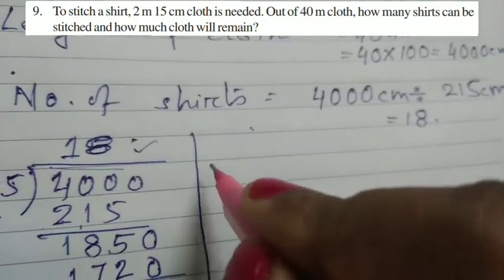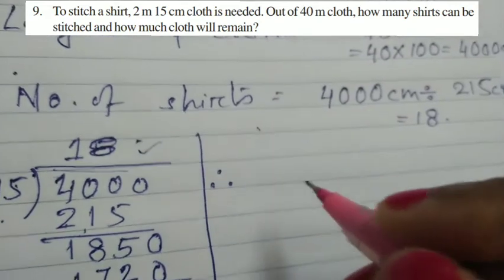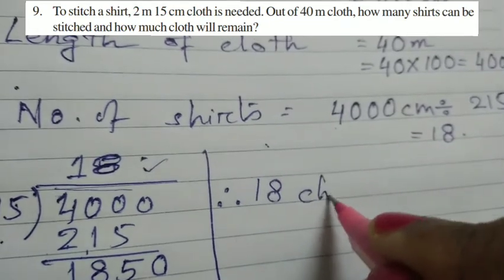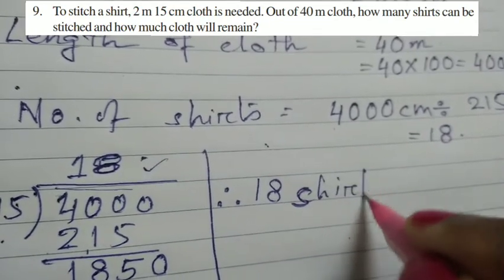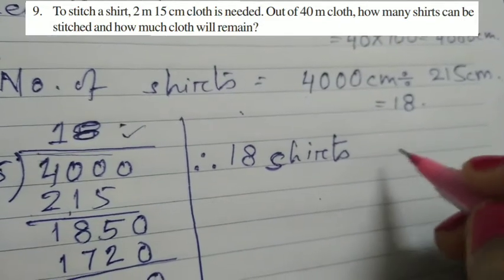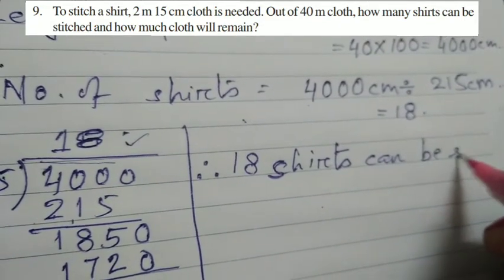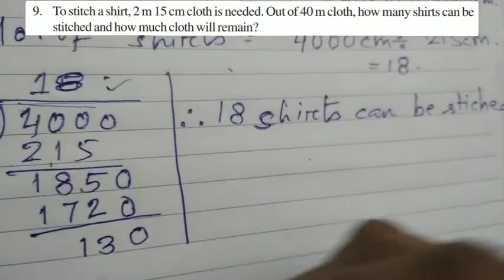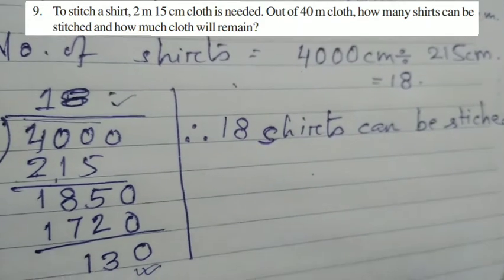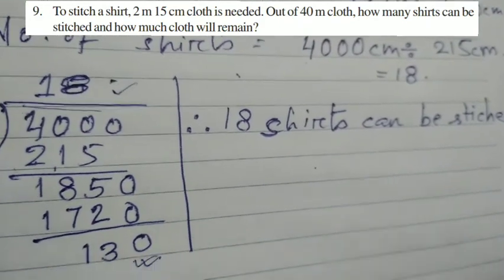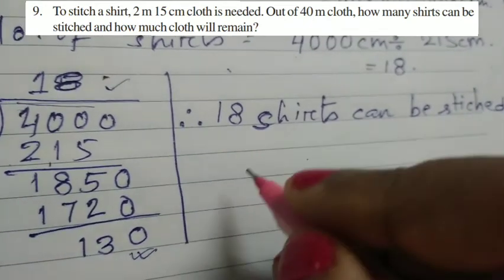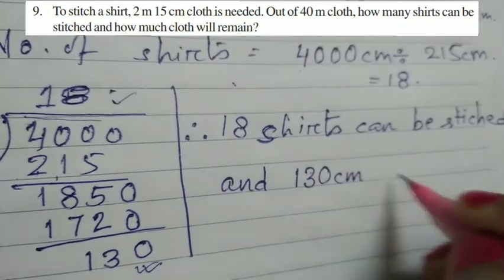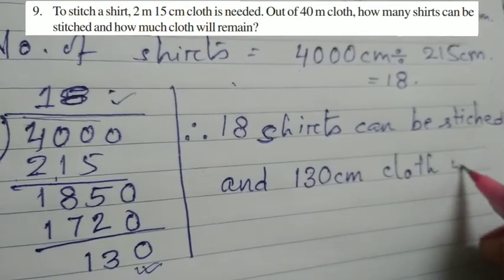So what will be my answer? Therefore my answer is 18 shirts can be stitched, and the question is how much cloth will remain, that is 130 centimeter. So I will write, and 130 centimeter cloth will remain.